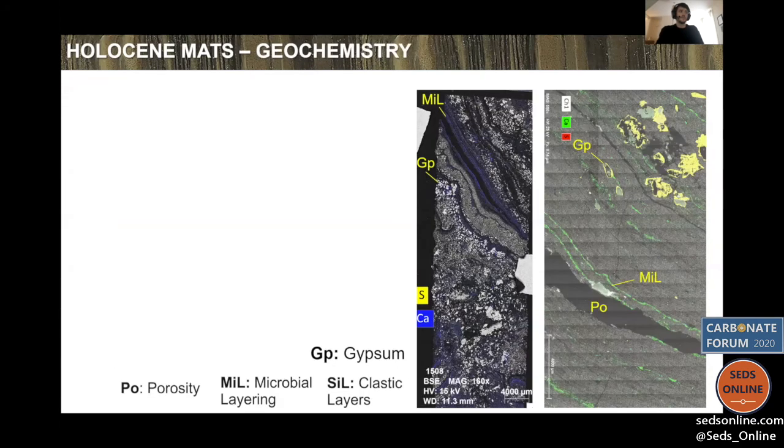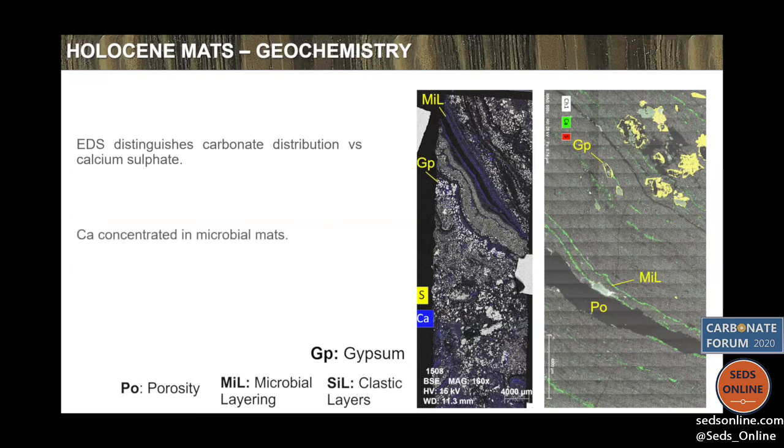When we look at this under the SEM again, we can begin to understand where the carbonate is versus the gypsum, the calcium sulfate. On the left there, we can see the calcium is where the blue is concentrated. On the right, it's where the green is. So this has been done primarily to see where the carbonate is and where we want to focus those high magnification SEM analyses.